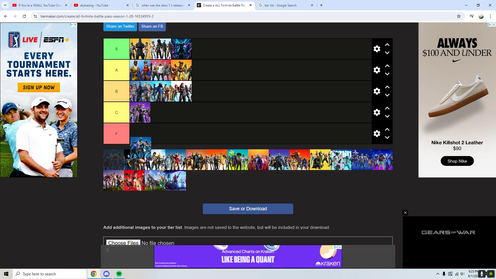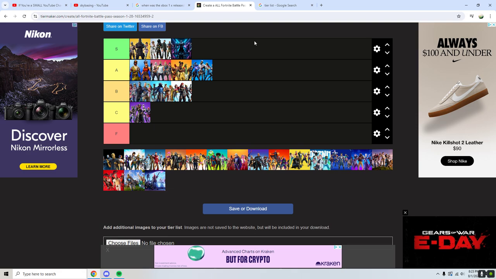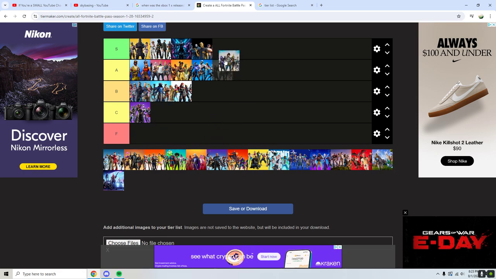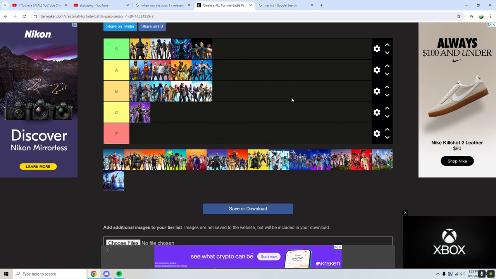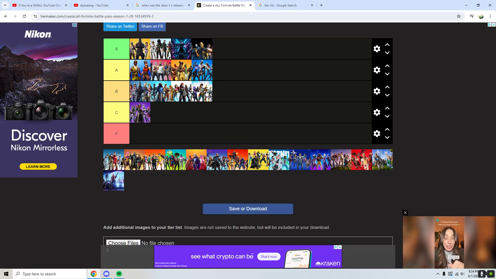Chapter 2 Season 1, this has got to be an A tier. So much variety. Chapter 2, Season 2, another S tier. Chapter 2, Season 3, I mean, this is definitely a B tier. It's a very good battle pass. It had a lot of customizability. These two battle passes right here probably had the best secret skins, in my opinion.